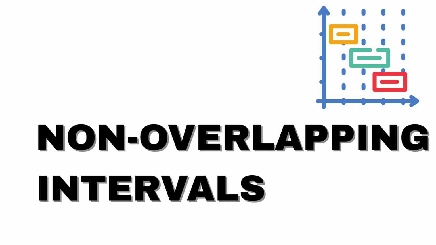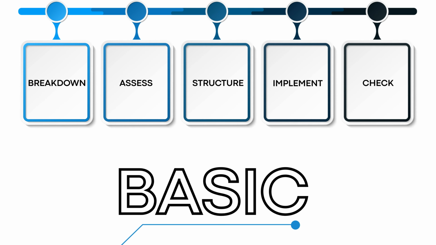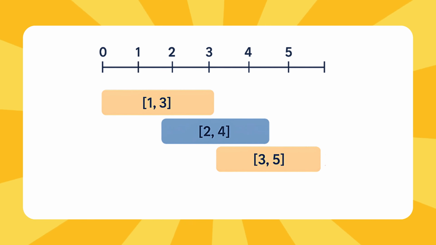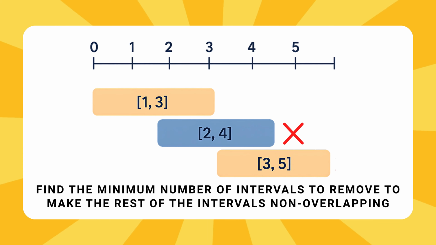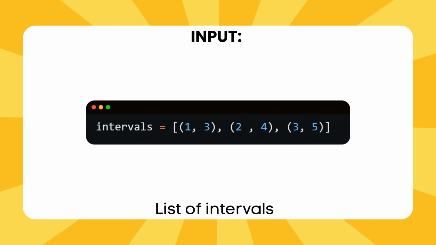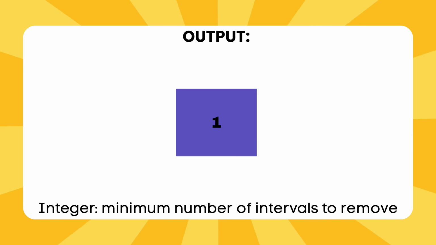Let's break down non-overlapping intervals using the basic approach, a proven strategy for greedy interval problems. Given a set of intervals, start, end, find the minimum number of intervals to remove to make the rest of the intervals non-overlapping. Input: a list of intervals, unsorted, may overlap. Output: an integer, the minimum number of intervals to remove.